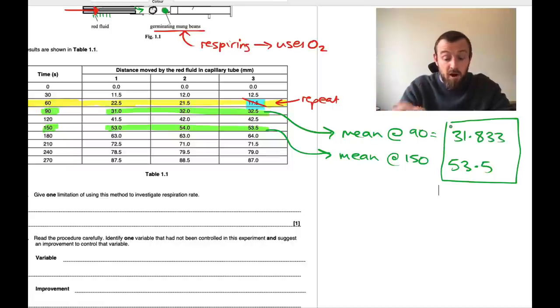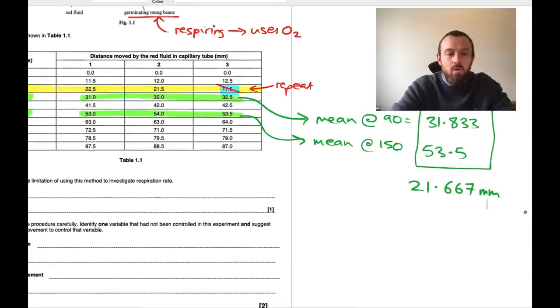Then we work out the difference between these. So 53.5 minus 31.833. The difference is 21.667 millimeters is how much it's moved. But how many seconds has it moved in? Between 90 to 150, that is 60 seconds. Yeah, that's 60 seconds. So you could have either given this figure, but I wouldn't give it to this many decimal places, there's too many.